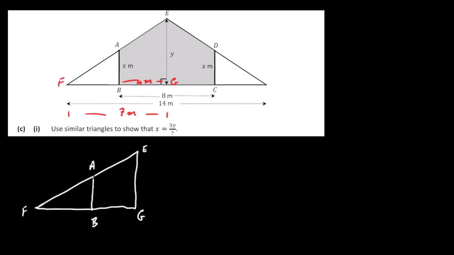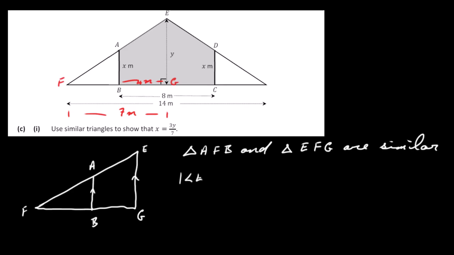So we know that this is going to be parallel to this here. Why? Because we know that AB is vertical and E down to G is going to be vertical as well. So we can say that the triangle AFB and the triangle EFG are similar. Since, let's see, we can say that the angle EFG is equal to the angle AFB. Why? Because they're a common angle.